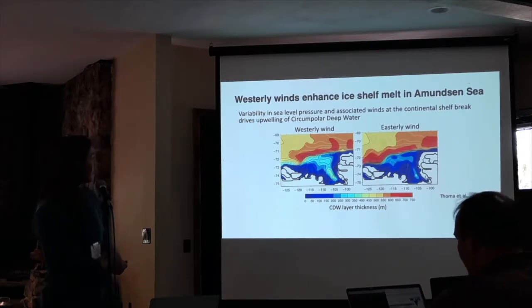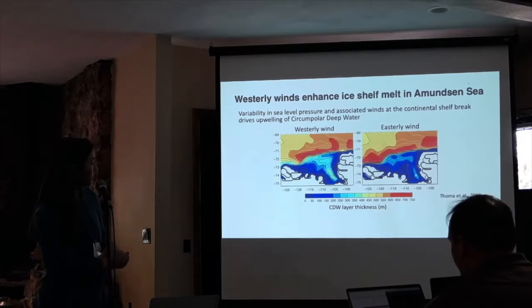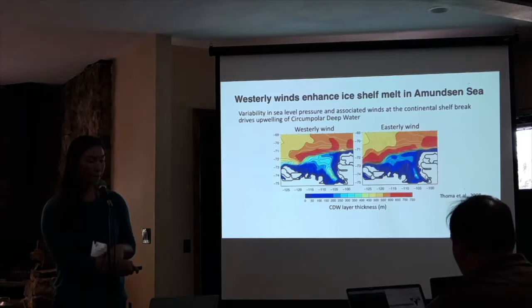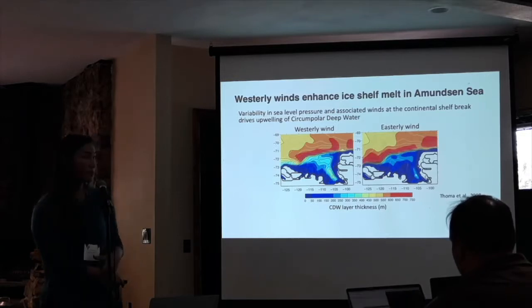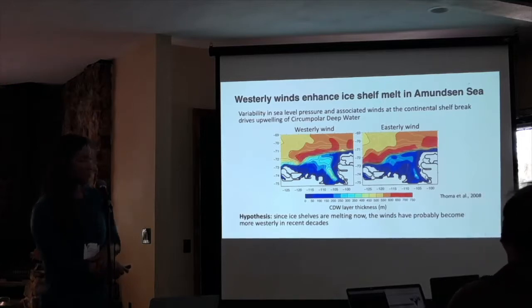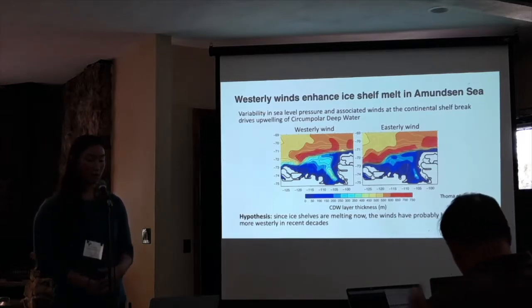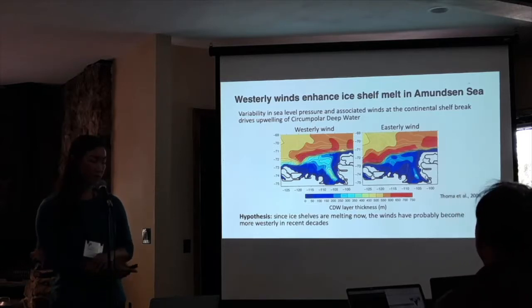And the theory here is that as winds are blowing from west to east, meaning a westerly wind, there's more upwelling of circumpolar deep water coming onto the continental shelf and intruding all the way to the bottom of the ice shelves where it's melting the ice from below. So during periods of stronger westerly wind, we get more melting. So this leads to the hypothesis that since the ice shelves in the Amundsen Sea are melting now, the winds have probably become more westerly in recent decades.